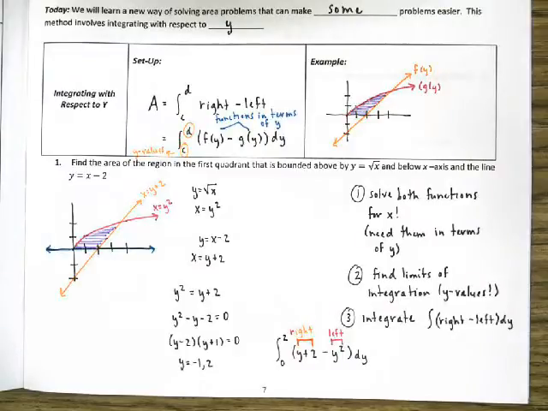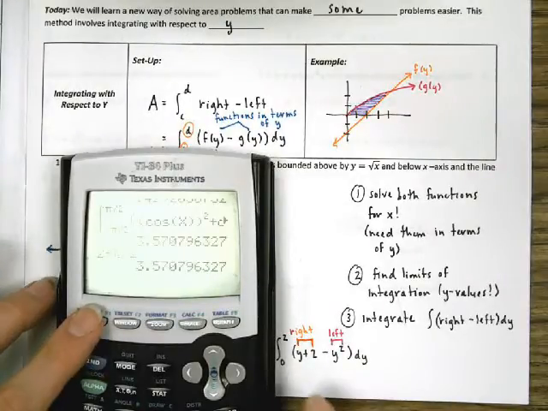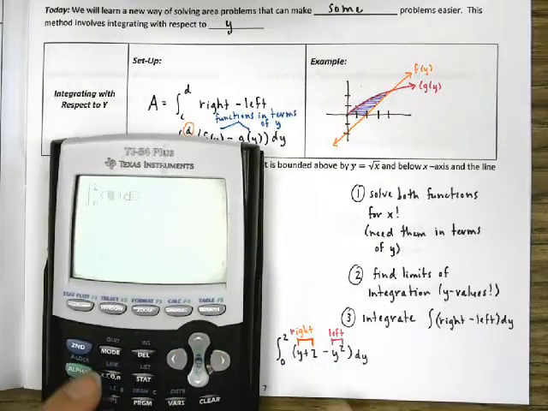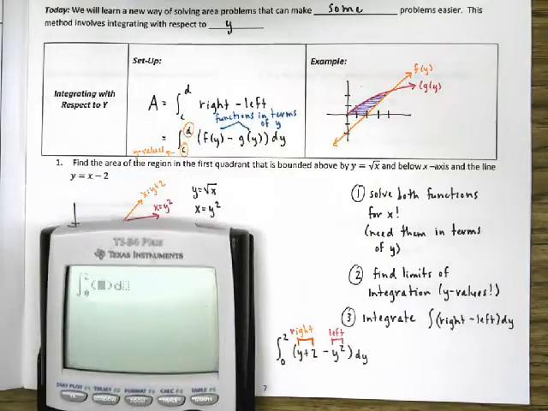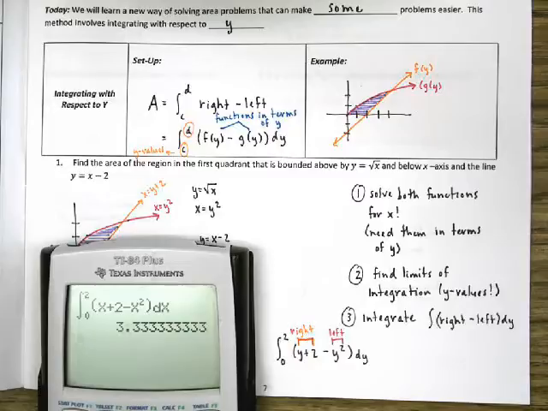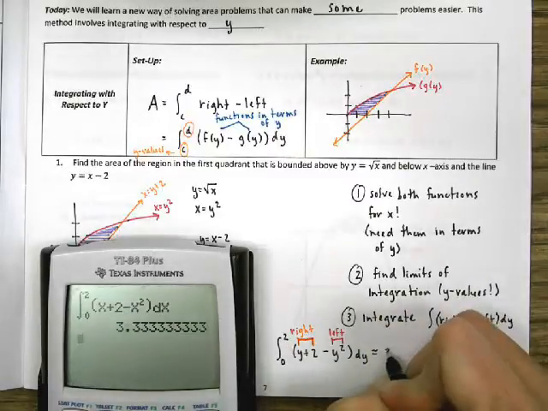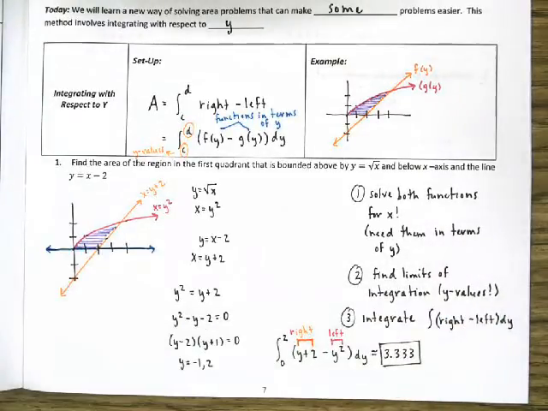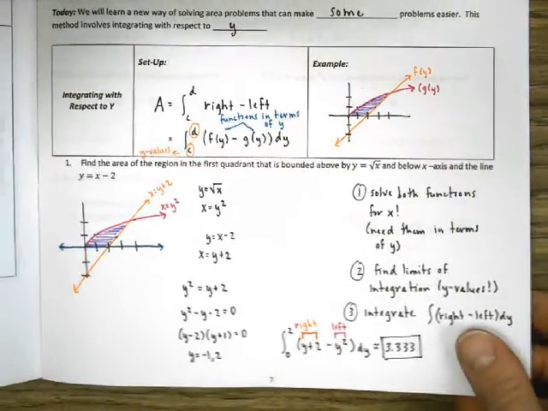And for the sake of our purposes here, we'll just put this in the calculator. So let's see, we're going to do Math 9, integral from 0 to 2. Again, this is y. In my calculator, I'm just going to enter it as x. So x plus 2 minus x squared with respect to x. And I get approximately 3.333. So again, the whole purpose of this is just to avoid having to use two integrals if we can. All right, let's go ahead and look at a couple more examples.